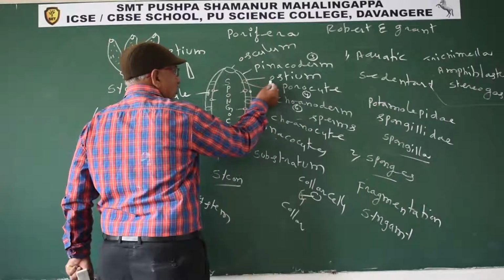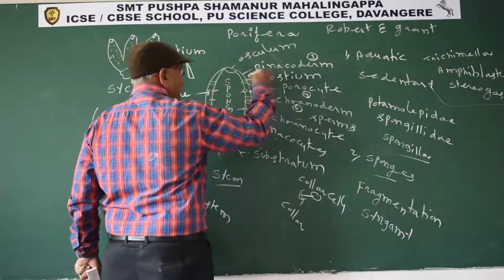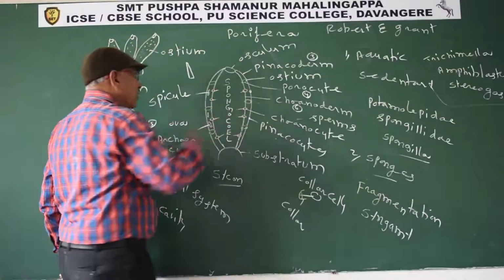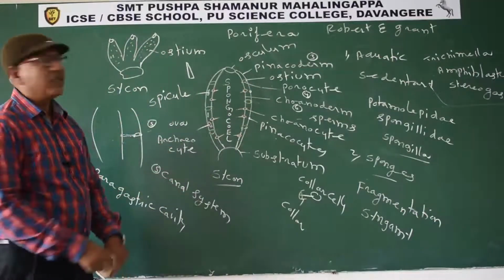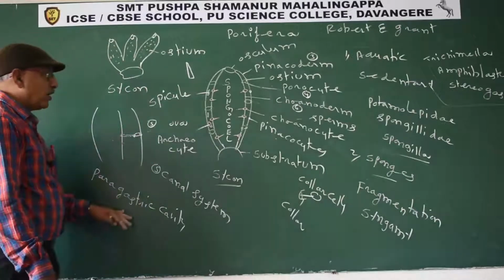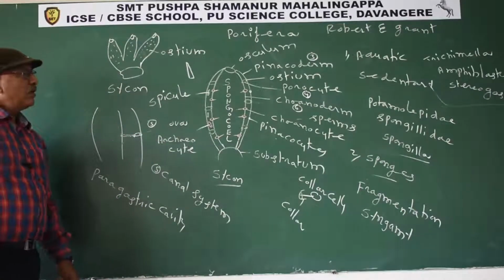So, the outer opening is the ostium. Surrounding water enters into the porocyte through the ostium. Through the inner opening, the water enters into the body cavity. The body cavity of sponges is known as the spongiocele or paragastric cavity.